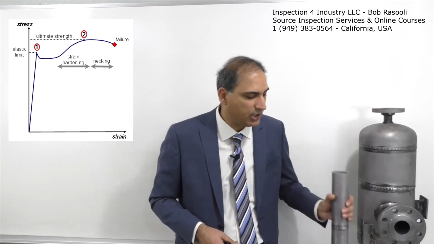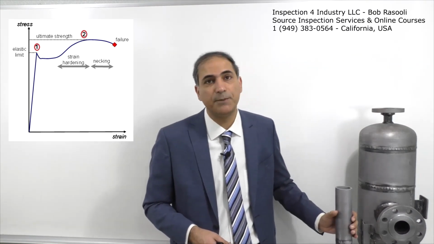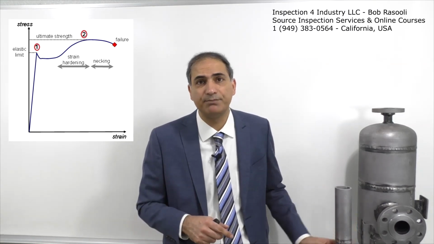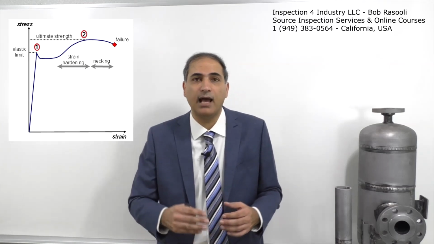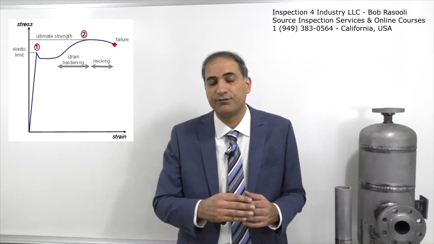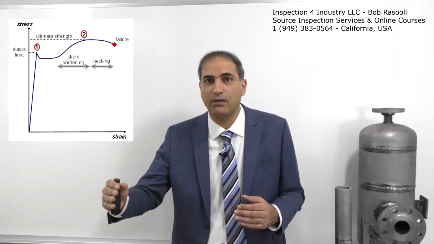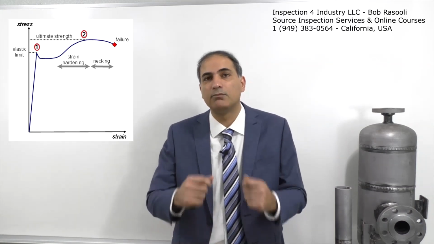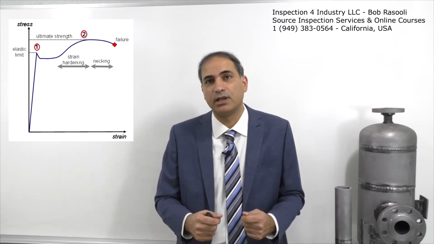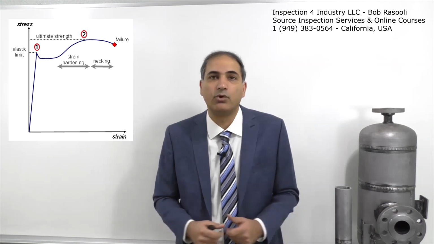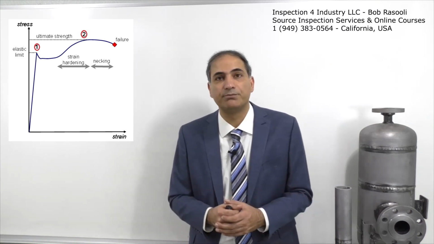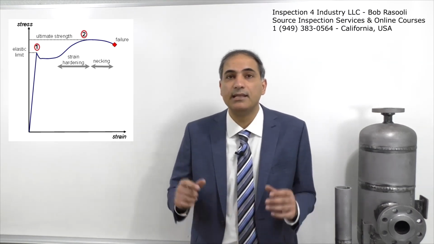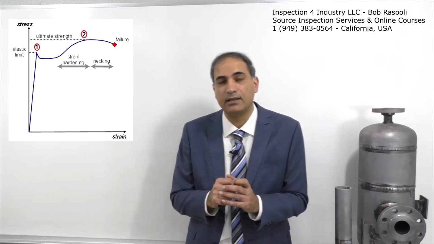So you have a journey from 0 to 35,000 psi, which is your elastic limit, and after the elastic limit, from 35,000 psi to 60,000 psi, you are applying more stress and getting more strain or deformation until you get to 60,000 psi, which is your necking point and ultimate strength.